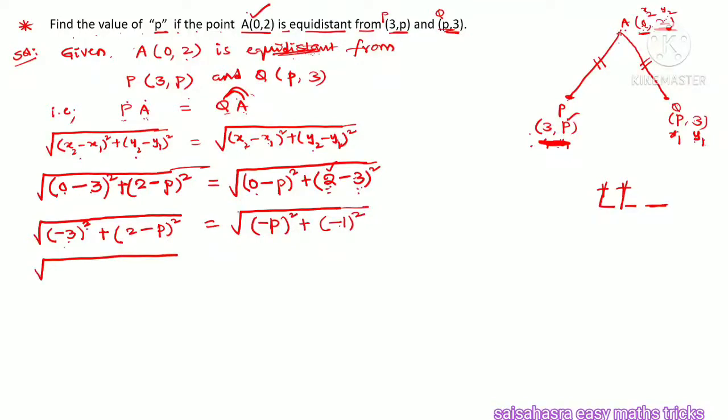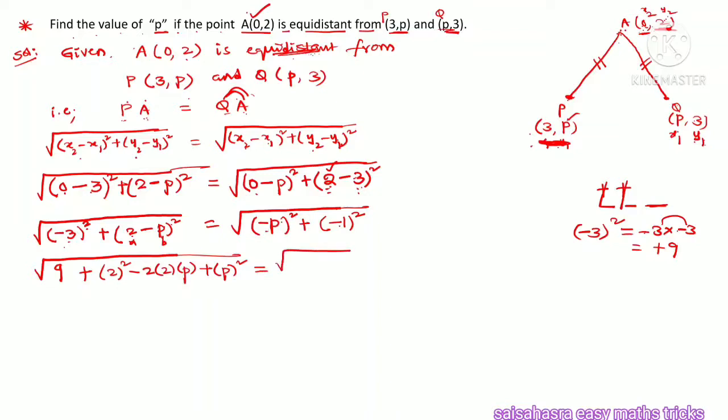Minus 3 whole square means minus 3 into minus 3. That answer is minus into minus is plus, 3 into 3 is 9. So the answer is 9 plus this, we can do 2 minus p whole square. The (a minus b) whole square formula we can apply. (a minus b) whole square formula is what? a square, a means 2, so 2 square minus 2 into a value into b value plus b value square. The a value is 2, the b value is p, and again here we will write the b value as minus p whole square.